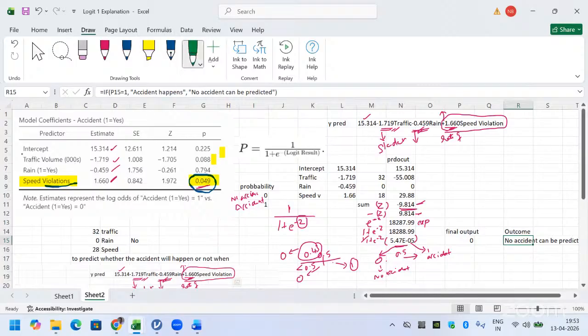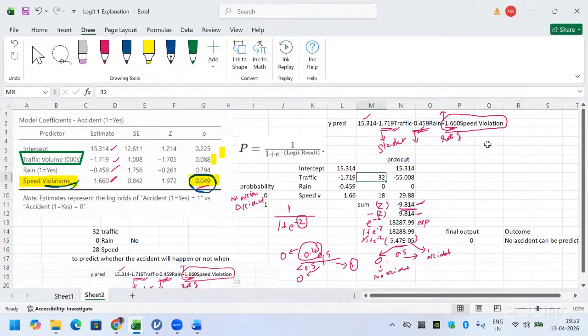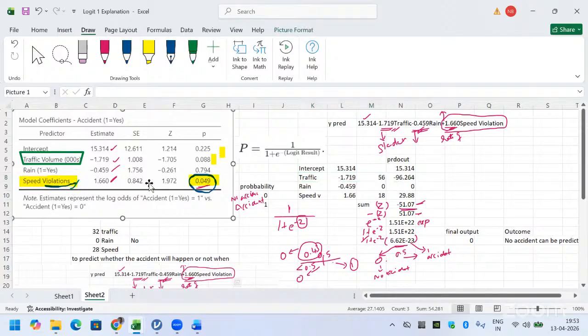Now I'll try to make some change in traffic volume. Though my speed violations have decreased, and in this traffic it is now 32, I'll make this a somewhat higher number, maybe 56, which is not available in the data. I'll see what has happened. Even if traffic is increasing, that is not changing, and only this speed violation is impacting. Is that fine, people?